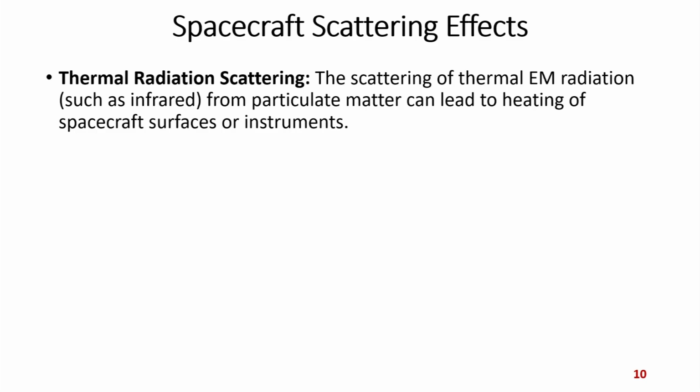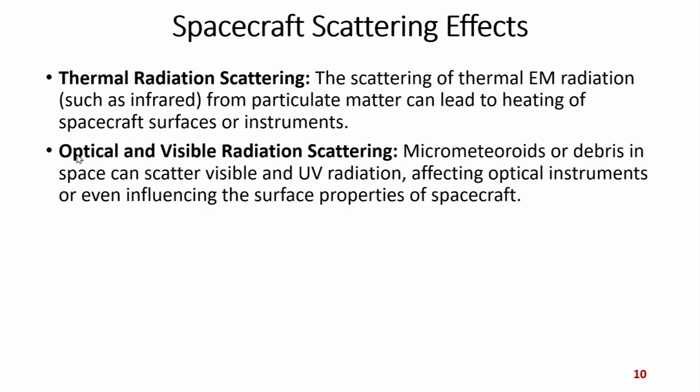Now, what are the effects of this EM scattering? When it is thermal radiation scattering, the scattering of thermal EM radiation, which can be infrared, from the particulate environment can lead to heating of the spacecraft surfaces or instruments. Then there is optical and visible radiation scattering. We already discussed this: micrometeoroids or debris in space can scatter visible as well as UV radiation, affecting the optical instruments or even influencing the surface properties of the spacecraft.